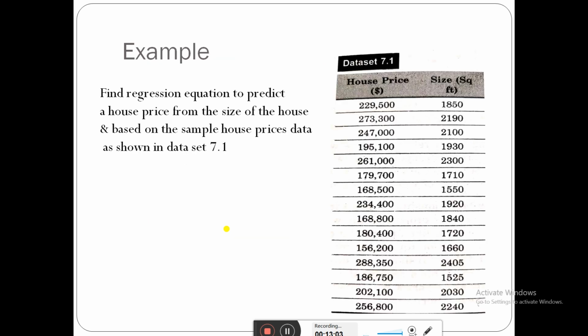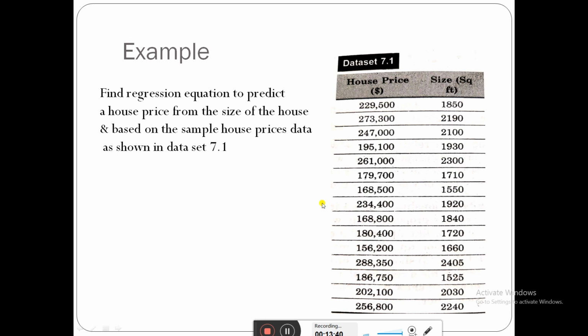Next, we'll start solving the problems. Find a regression equation to predict a house price from the size of the house based on the sample house price data. In the problems, they will give a data set with the sample house prices and the size of the house. From this, we have to predict one regression equation which gives a house price for the sizes of the house. That is our work.